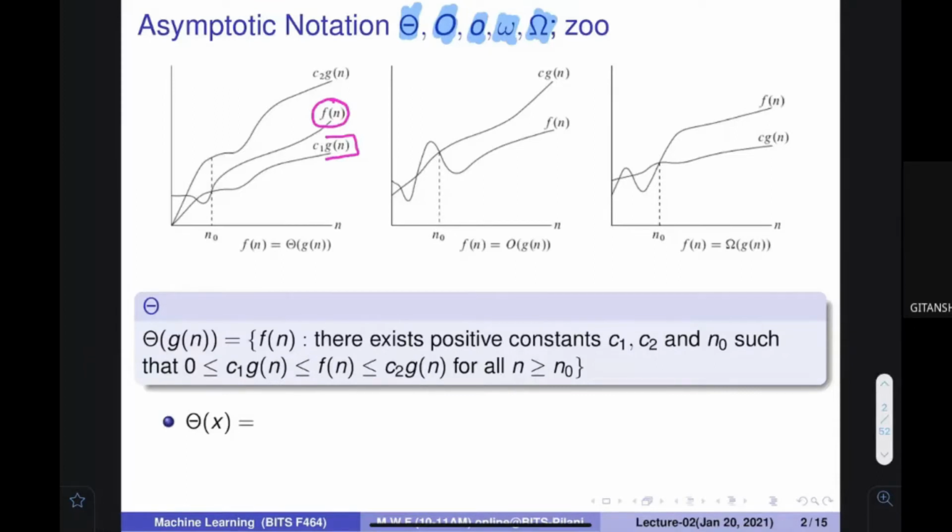Can we use a multiplying factor, say C1, that if we multiply C1 with Gn, and another multiplying factor C2, where C2 would be greater than C1? So if we multiply by a constant C1, then this Gn is smaller than Fn in all the cases, and if we multiply with C2, then this is greater than Fn for all the cases.